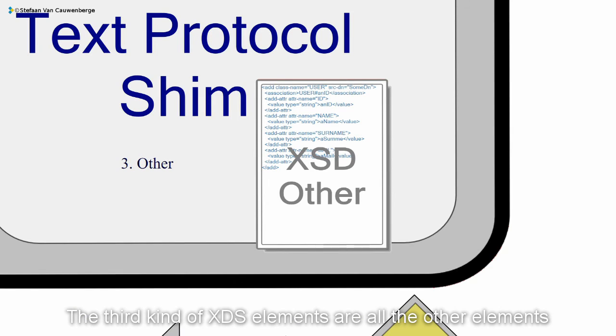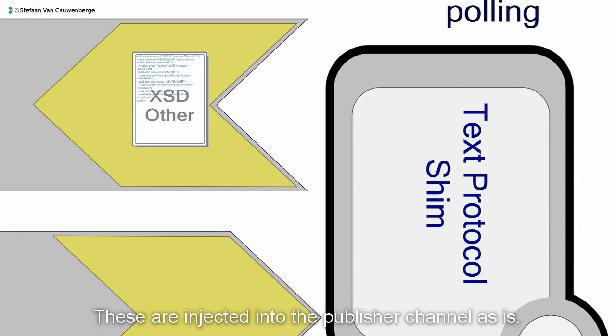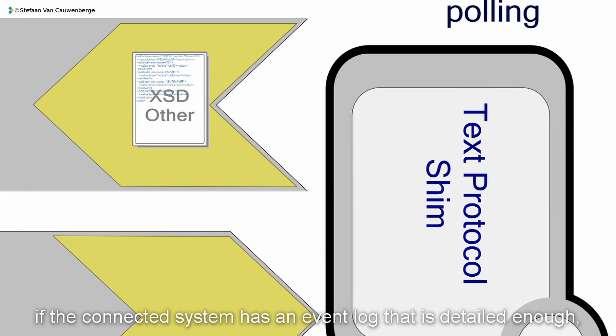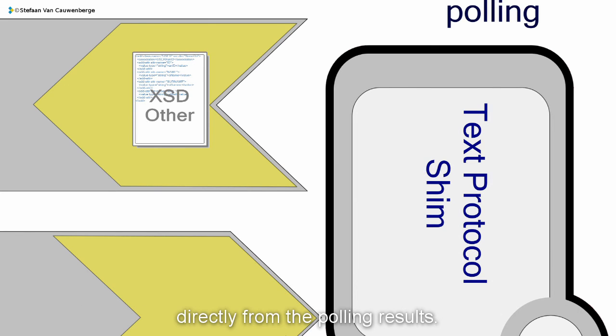The third kind of XSD elements are all the other elements: add, modify, delete, move, and so on. These are injected into the publisher channel as is. The use case for this is if the connected system has an event log that is detailed enough, allowing you to generate the correct add, modify, or delete events directly from the polling results.